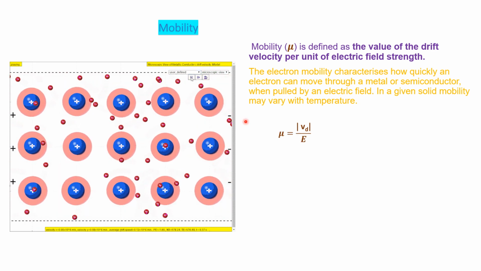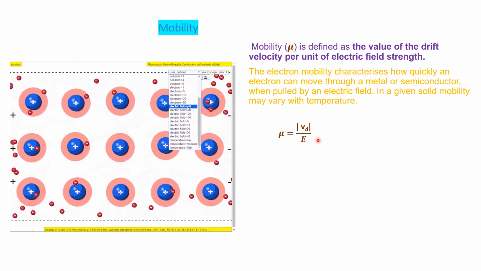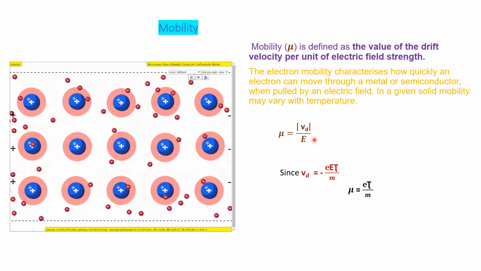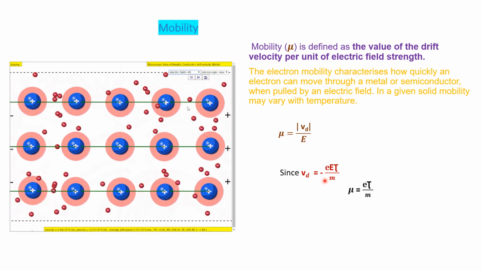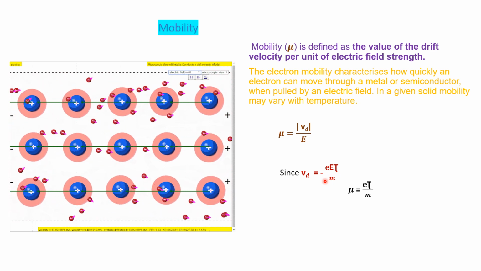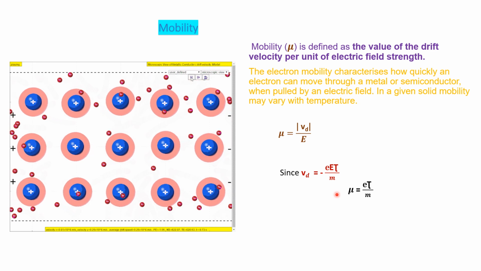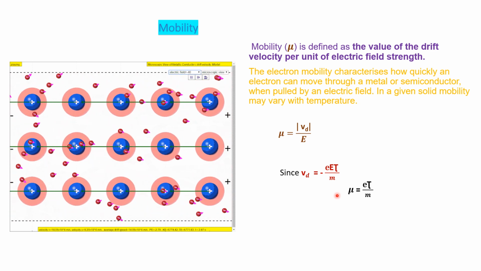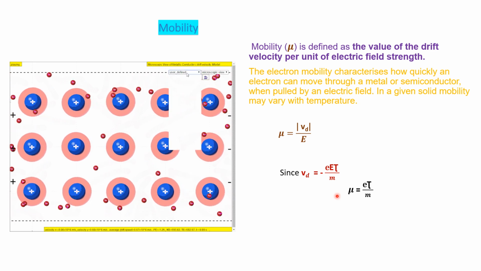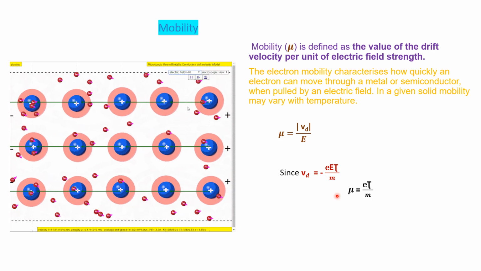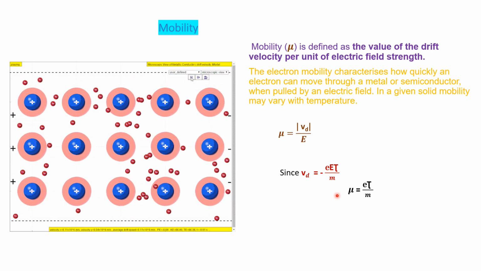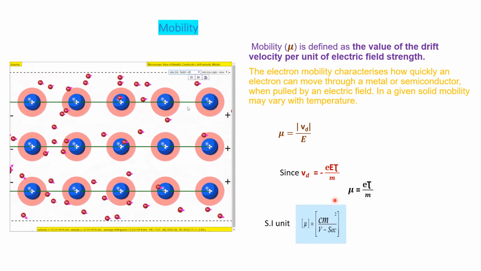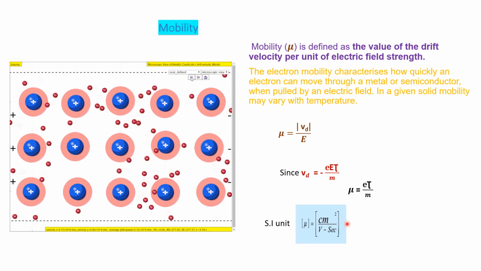The equation for mobility is mu equal to drift velocity upon the electric field strength. If we substitute in this equation for drift velocity, that is charge into the electric field into relaxation time upon the mass of the charge, we get the equation for mobility mu as e into tau upon m, that is the charge into the relaxation time upon the mass of the charge. So we see here that the mobility is directly proportional to the relaxation time. The more the relaxation time, the more the mobility. The SI unit for mobility is centimeters squared per volt second.